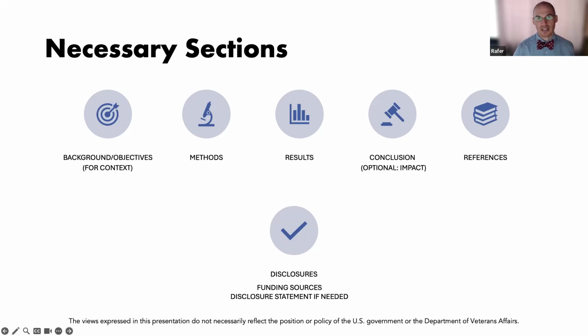Ideally, an abstract is standing alone without references, and your poster might be able to stand alone without references. But if you do have to include references, you would keep them to a minimum. And then lastly, you may need a section for disclosures. This could be funding sources or a disclosure statement, such as when you work in specific organizations.